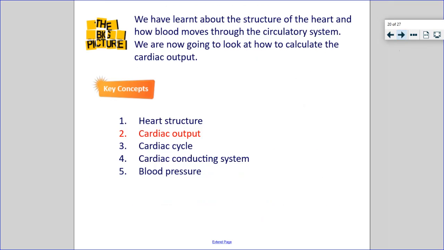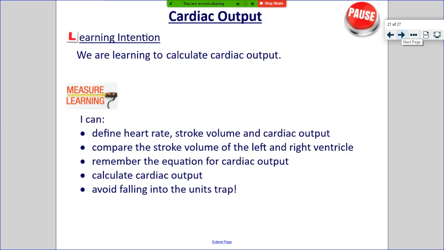So we're going to keep going. We're going to have a look now at how we can calculate the cardiac output and what a cardiac output is. So again, pause and let's have a look at our key learning points.